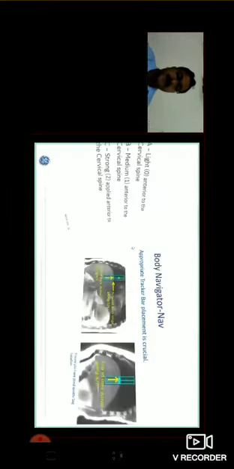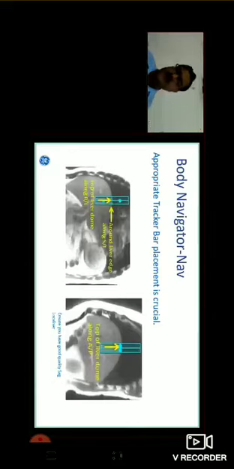Next, the motion navigator, or simply the navigator. We know that motion is always a big problem, with a lot of movement effects, especially for moving anatomies. Just imagine we are doing different scans, affected because of the respiration.